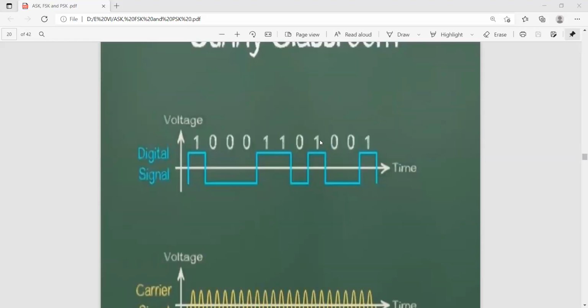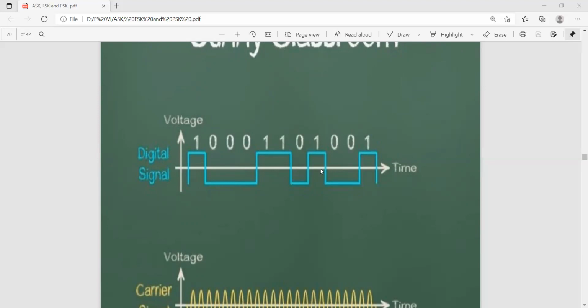The information is in the digital format for amplitude shift keying, frequency shift keying, or phase shift keying. The signal, whatever information we are going to communicate, is in the digital format instead of an analog format. So let us assume this is the digital data: 1 is 5 volts, then 0, 0, 0, three clock pulses of 0, then 1, 1, 0, 1, 0, 0, 1. This is your digital information.